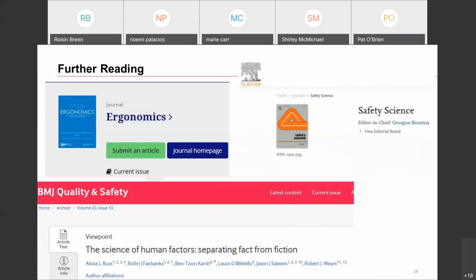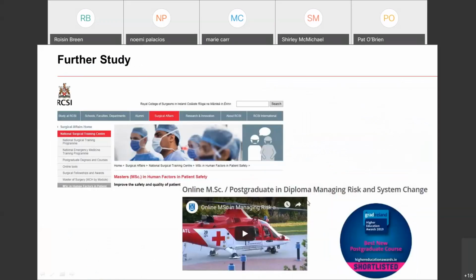There are great journals on human factors and ergonomics, like Safety Science or Ergonomics, and BMJ Quality and Safety are publishing more around human factors as well, which is great to see. And then in terms of further study, the RCSI has its Masters in Human Factors and Patient Safety, and there's an online diploma in Trinity as well on systems, risk and change in complex systems.